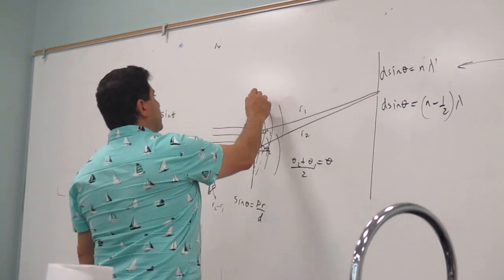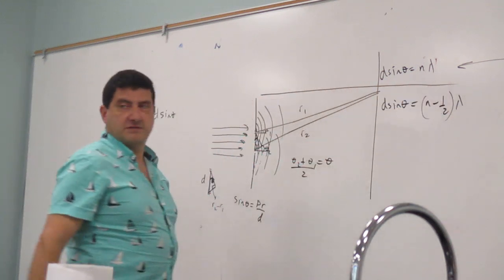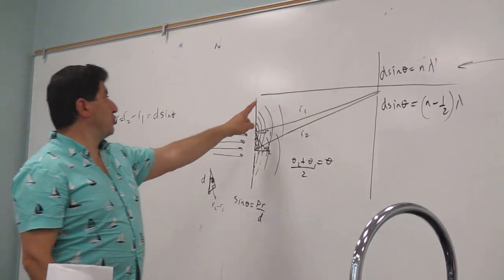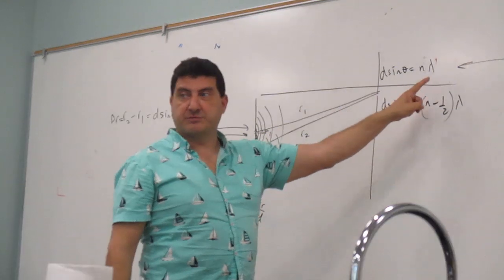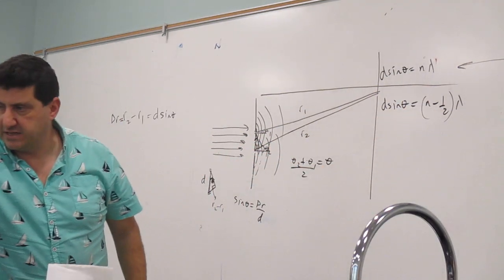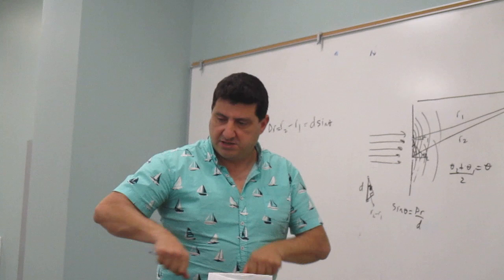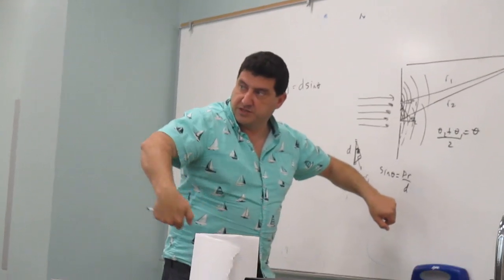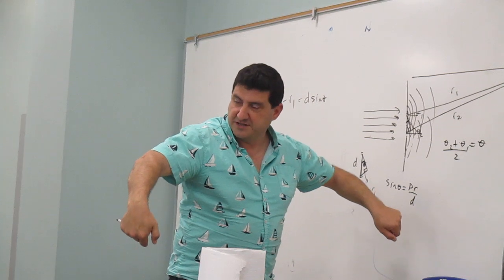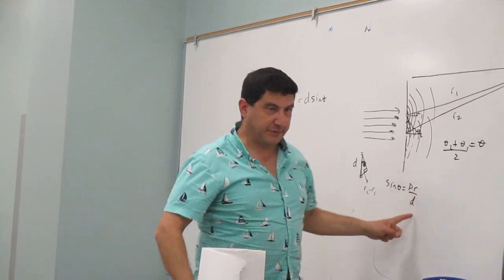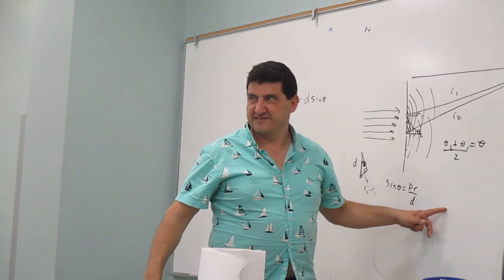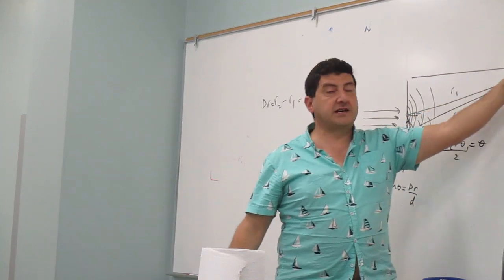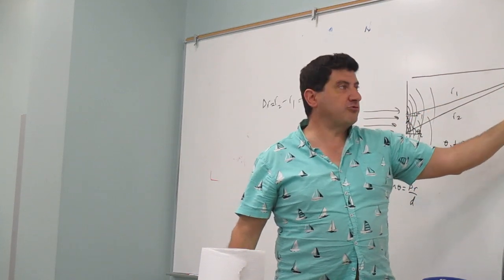What if we had a screen like this? And I wanted to know the pattern of maximums and minimums across that screen. Imagine I had a laser beam, my slit, and I had a screen here. Would it create maximums and minimums? Yeah, of course. But the pattern would look very different than the pattern would on the board. And would this equation apply? No. Then I would have to apply this equation.